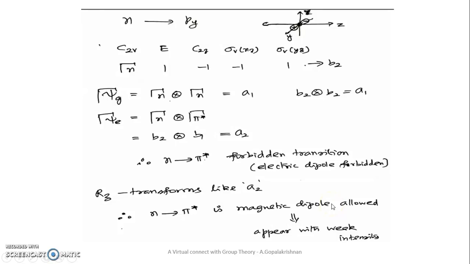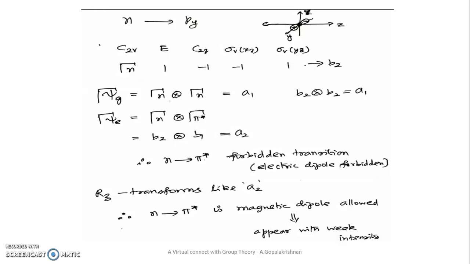Are you clear? So I have discussed two examples for electronic spectroscopy: one is the water molecule, the other one is formaldehyde. In both cases, the information you have to keep in your mind is this: check the initial electronic level wave function and the final electronic level wave function. Multiply these two. Multiplication means direct product. Take the direct product of these two wave functions and you will get a new irreducible representation.